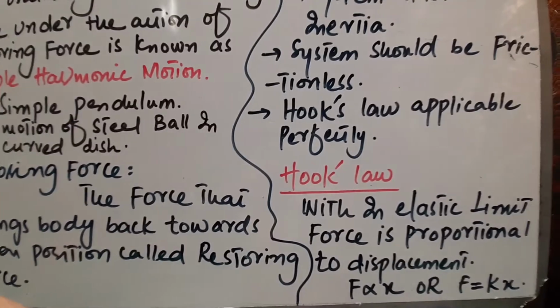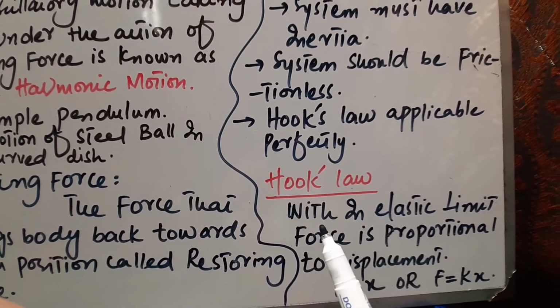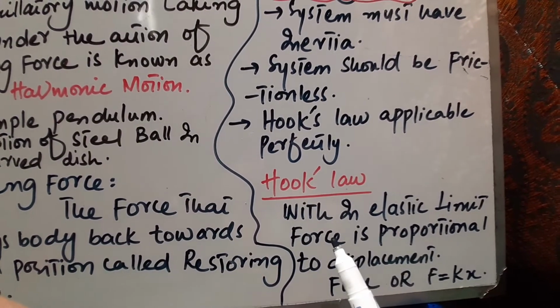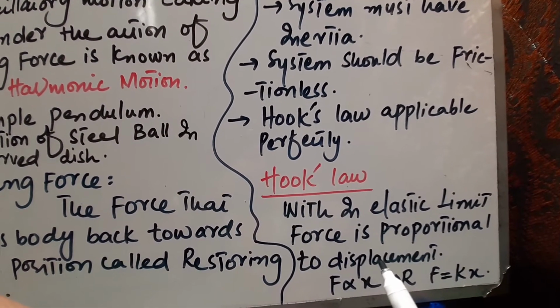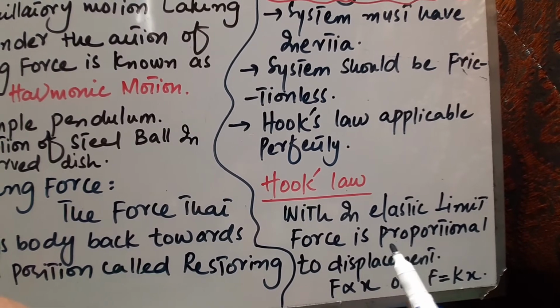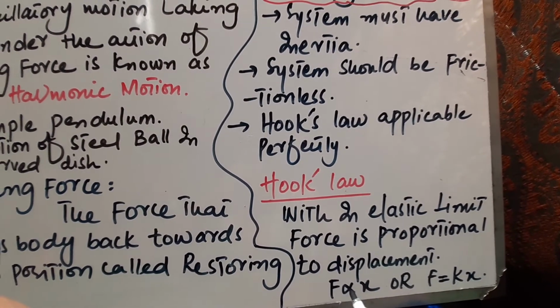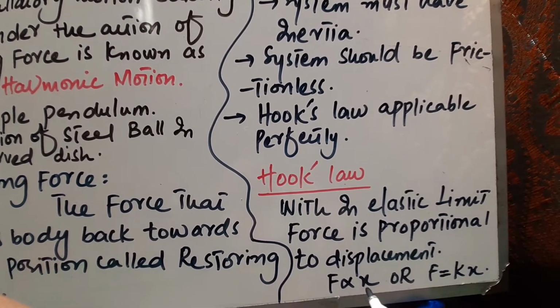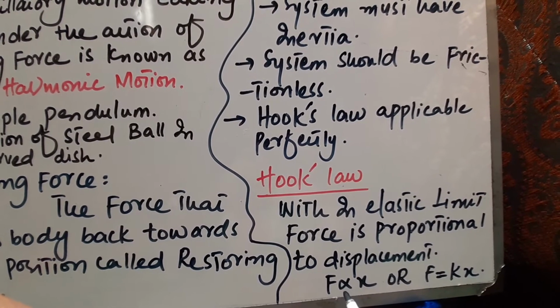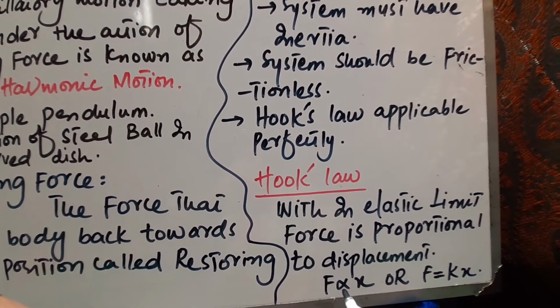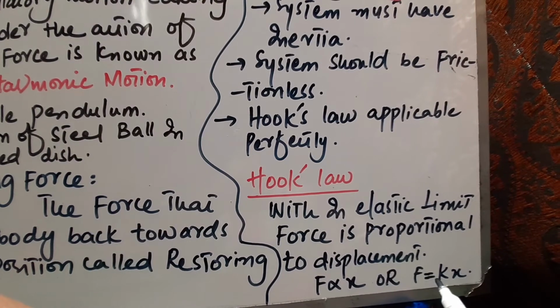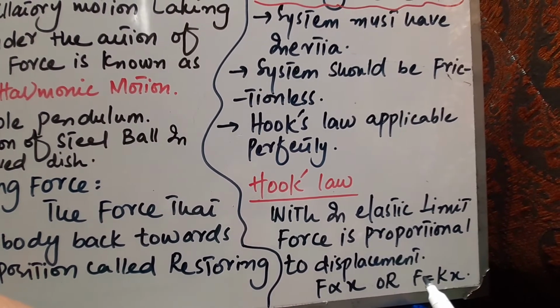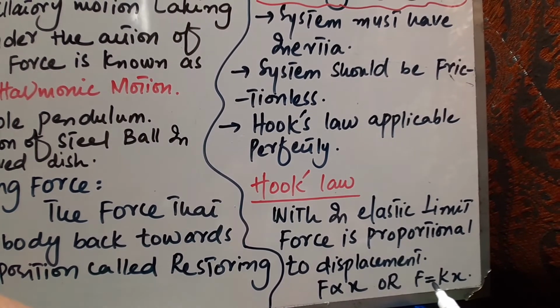So here is Hooke's law. Within the elastic limit, force is proportional to the displacement. Proportional means directly proportional: force is directly proportional to the displacement. When we remove the proportionality sign, we get a constant known as K. So F is equal to Kx.